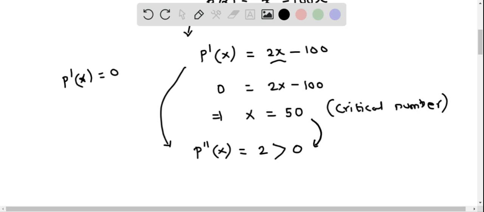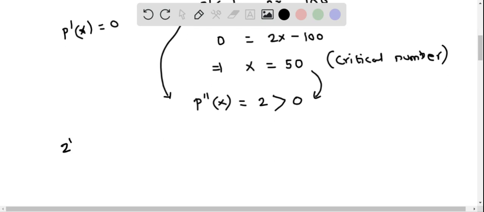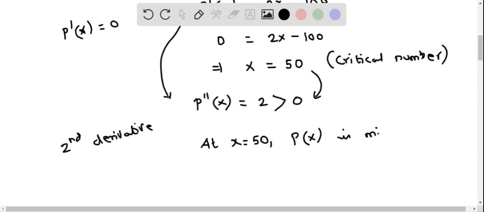And even if you plug in the critical value into the second derivative, it doesn't matter because it is not a function of x. So since this is always greater than 0, we see that according to the second derivative, it is a point of minimum. So at this point, that is at x equal to 50, the product function p of x is minimum. So this confirms that we can consider one of the numbers as x equal to 50 because the product is minimum at this value of x.